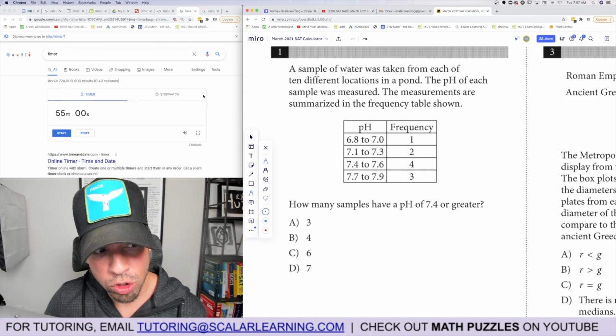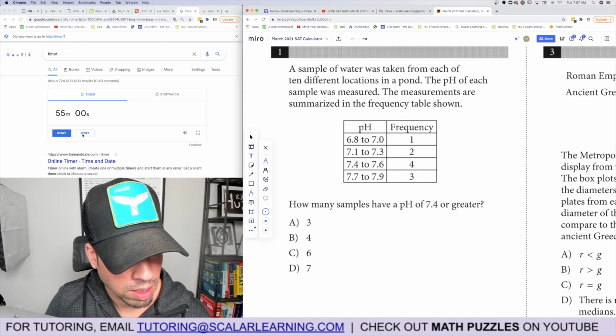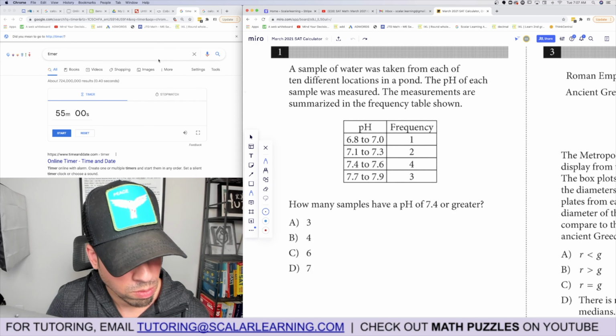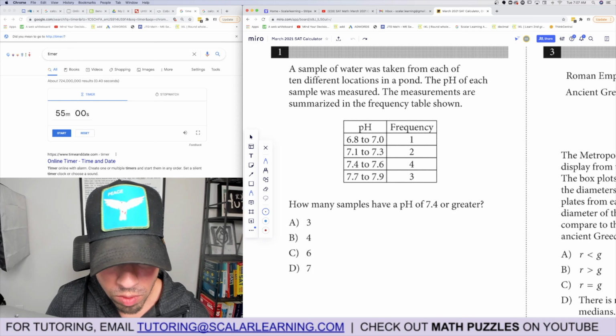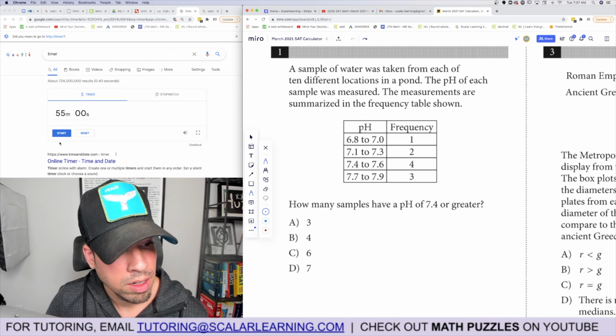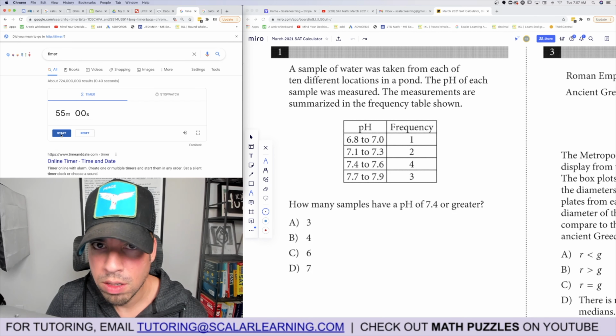So as per usual, we're going to set the timer at 55 minutes, which is the allotted time given for this test. And we also have the calculator queued up if need be, as this is the calculator section. We're going to take it from there. All right, here we go. We are going to start in 3, 2, 1.